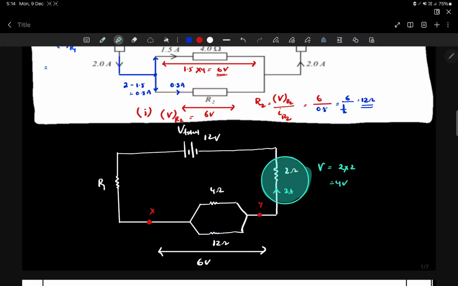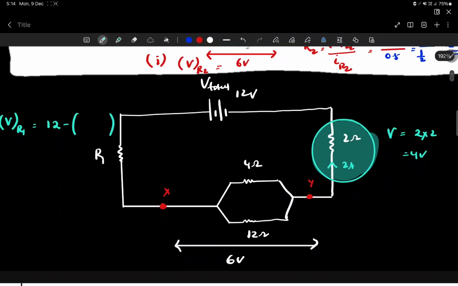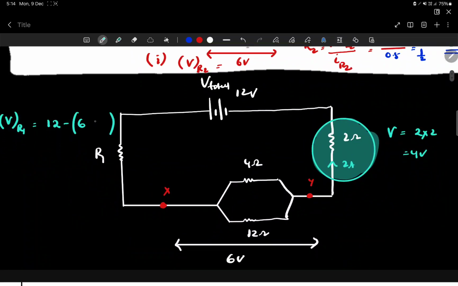So potential difference across R1 is equal to the remaining potential difference, that is total minus consumed voltage. One is your 6 volt, another one is 4 volt. That means 12 minus 10, that is 2 volt. So potential difference across R1 is 2 volt.